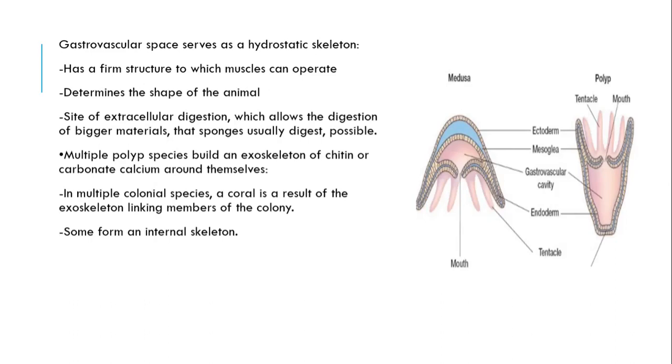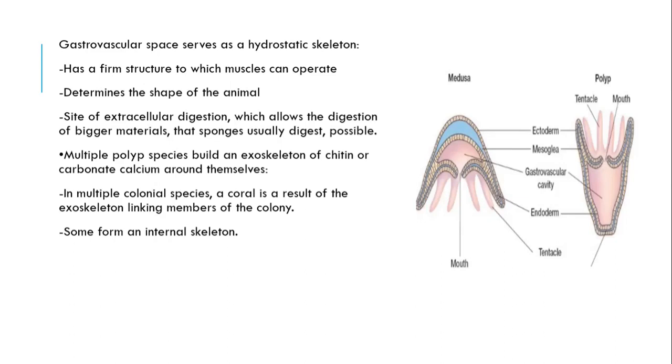Multiple polyp species build an exoskeleton of chitin or calcium carbonate around themselves. So they could build an exoskeleton, and this is mainly for protection. In multiple colonial species, a coral is a result of the exoskeleton linking members of the colony together. Some form an internal skeleton.